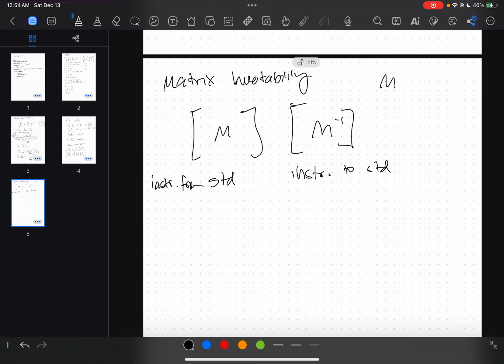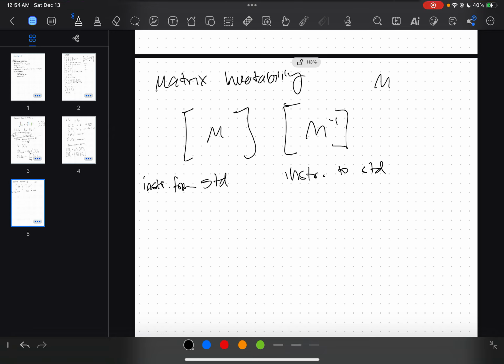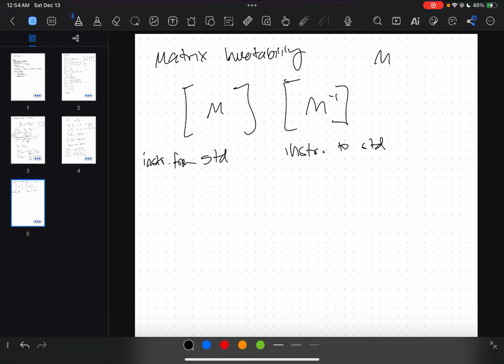And so a matrix is not always invertible. There's a theorem called matrix invertibility theorem. My pen died. Thanks.